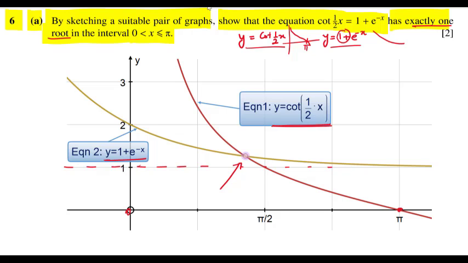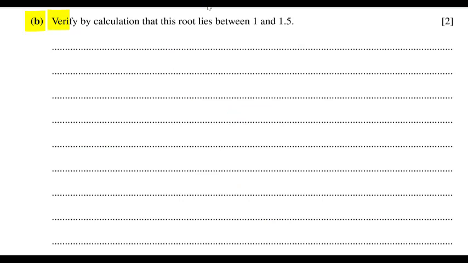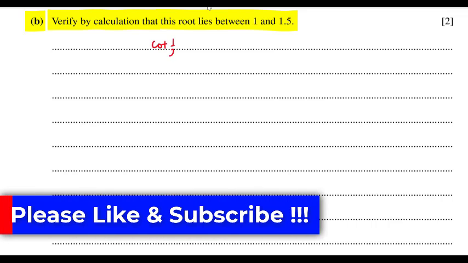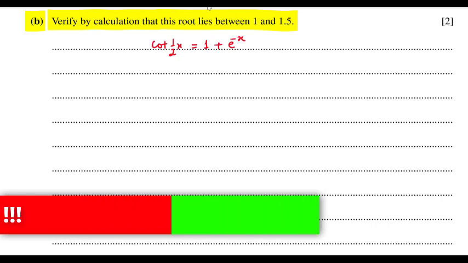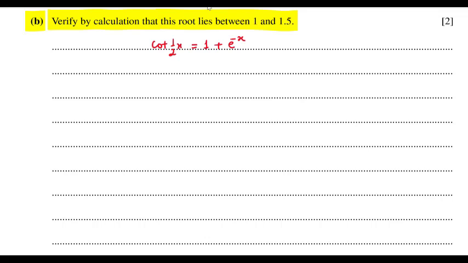Let's discuss the second part of it. B part: verify by calculation that this root lies between 1 and 1.5. So we will write the equation again. The equation was cot half x equals 1 plus e to the power minus x. In these types of cases we'll make a function. We can take all the right hand side terms to the left hand side, or otherwise take the left hand side terms to the right hand side, to make a function.